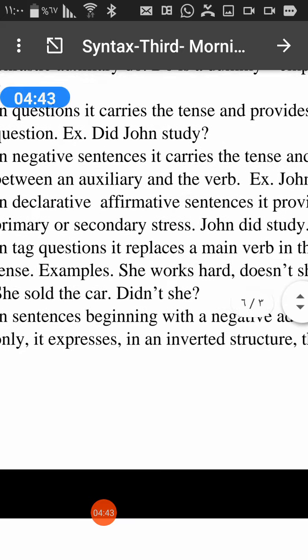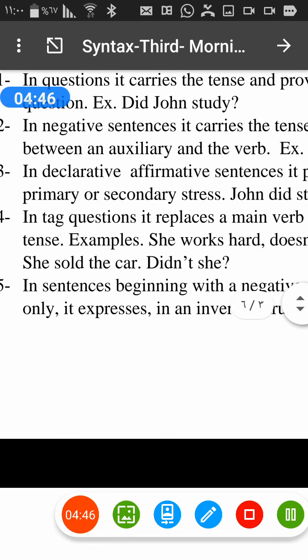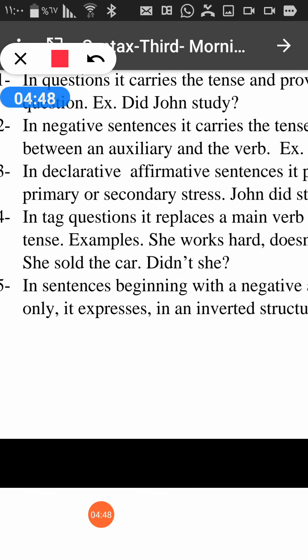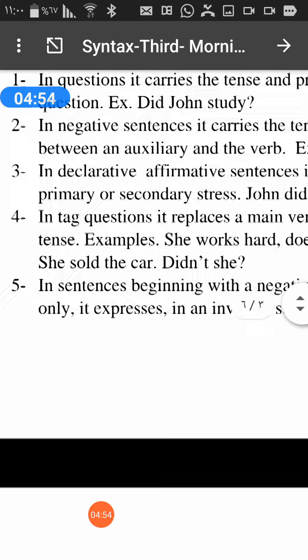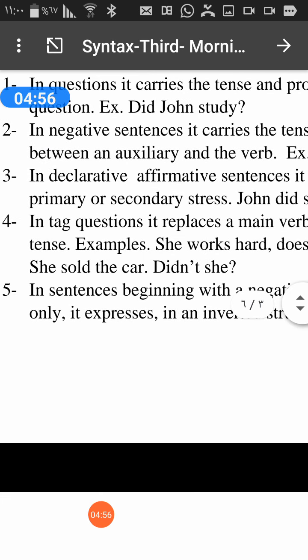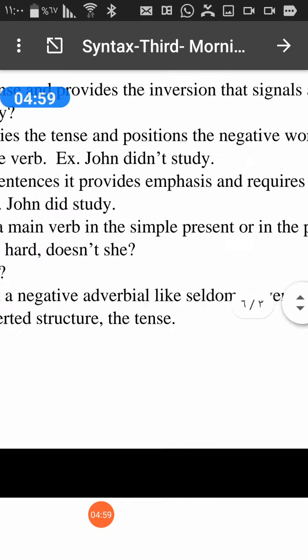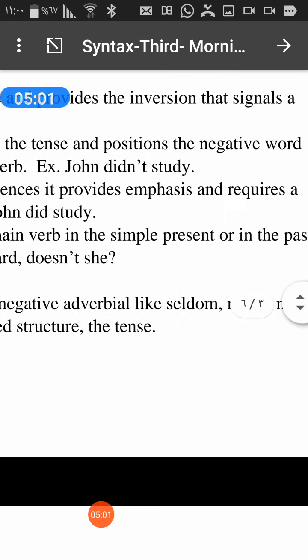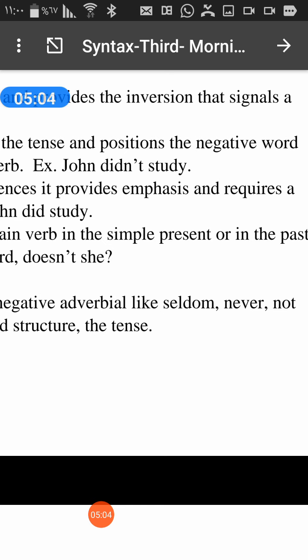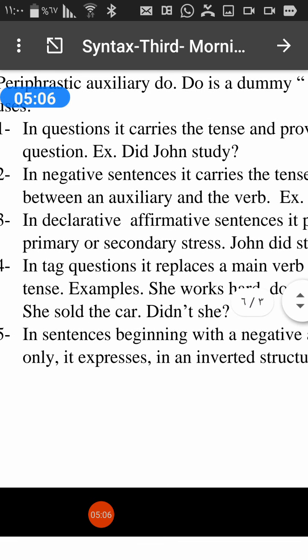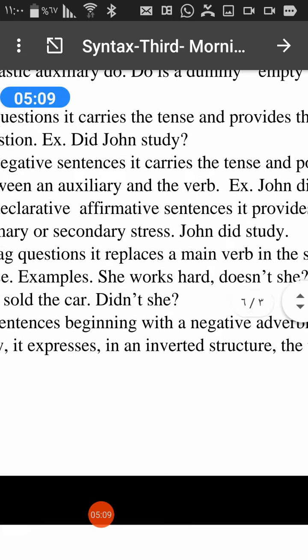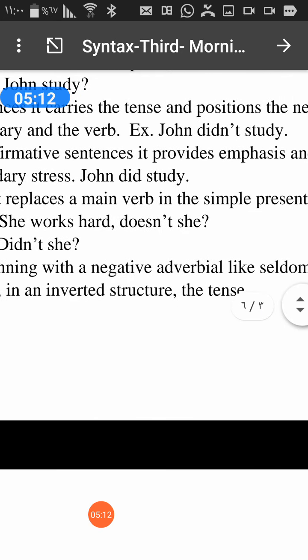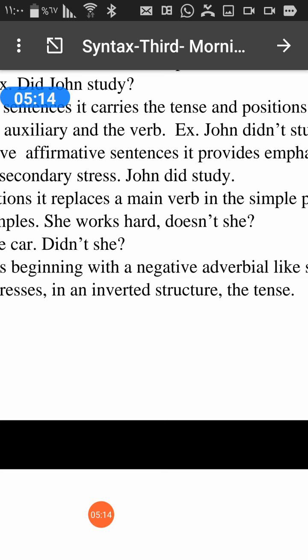And the third function of verb to do, الوظيفة الثالثة لفعل do, is that in declarative affirmative sentences, في الجمل الخبرية المثبتة, it provides emphasis, يدل على توكيد الجملة, and requires primary or secondary stress, ويتطلب نبر أولي أو ثانوي. Example, John did study. In this example, did is used for emphasis, لغرض التوكيد.